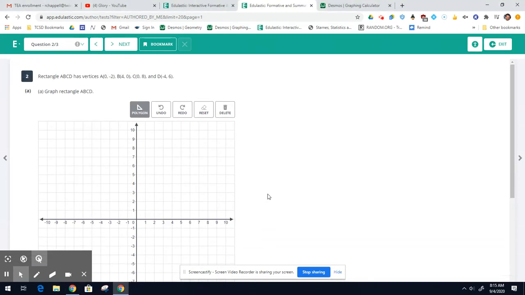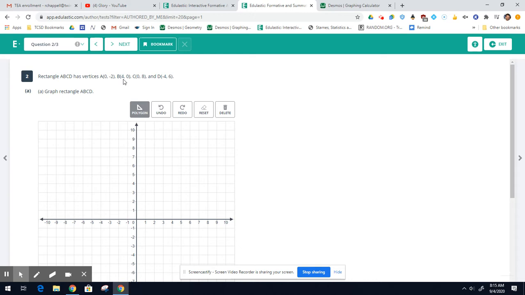All right, John, so here's question number 2. It says rectangle ABCD has vertices (0, -2), (4, 0), (0, 8), and (-4, 6). Graph the rectangle. Okay, so I threw all these zeros in here just to make sure that we know how to graph. It seems like when 0 is in the coordinates, we just forget the rules, right?